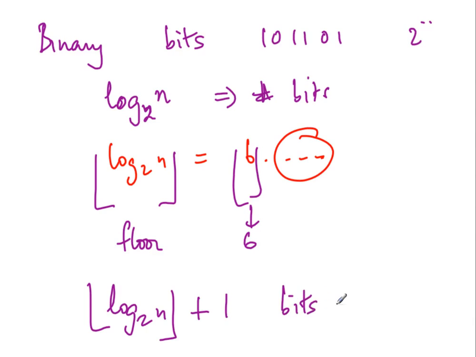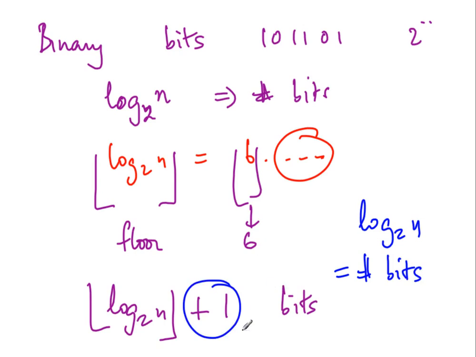So of course this is a precise calculation, but for our purposes it's enough to say that log 2 of n is equal to the number of bits, because we are not going to be worried, as we will see later, about these constant factors like +1 and all that. So these are irrelevant. Okay. So this is how we fix the input size for a number theoretic algorithm.